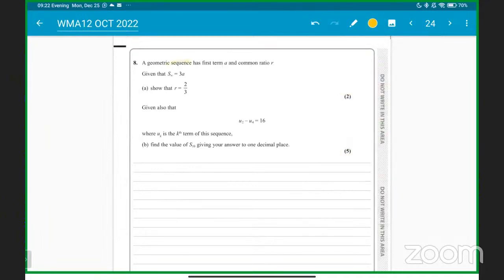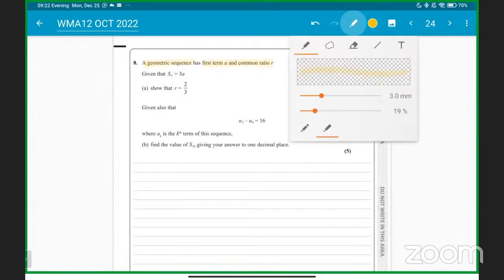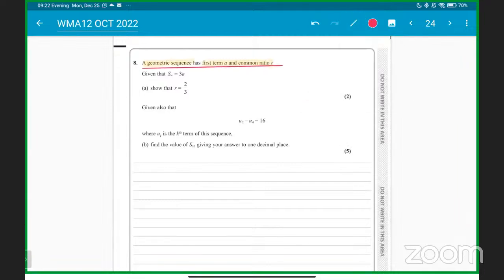A geometric sequence has first term A and the common ratio R. Given that sum to infinity is 3A, we have to show that R is equals to this. So it's not a problem.